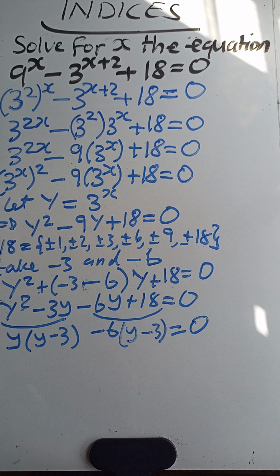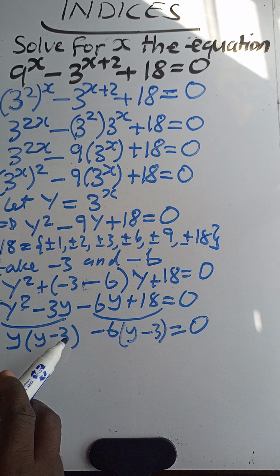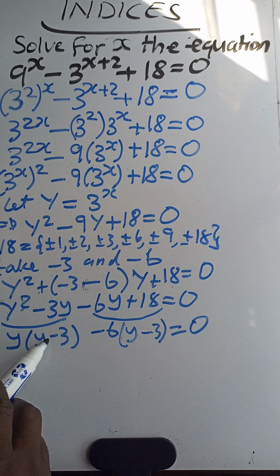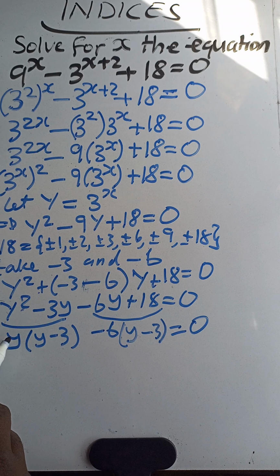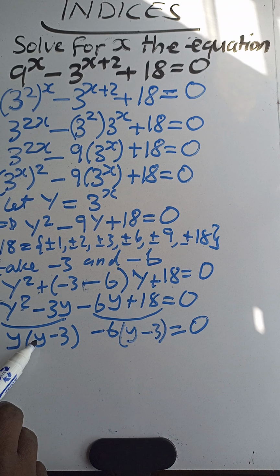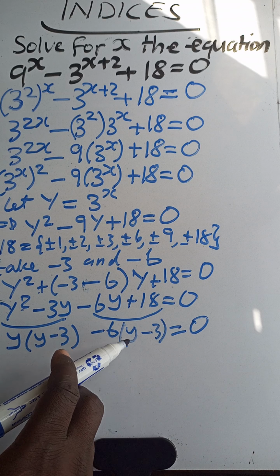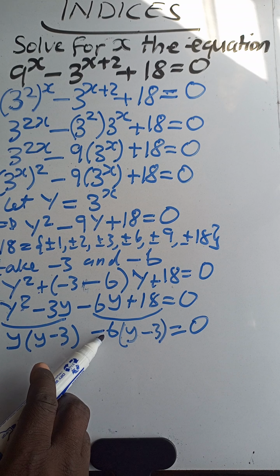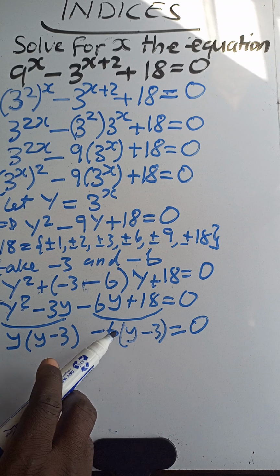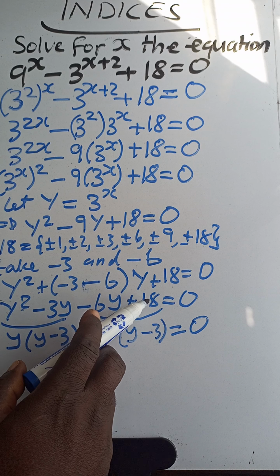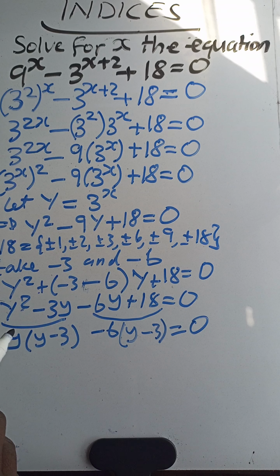Okay? Now, it's always advisable to verify if the factorization was done correctly. If we open out this bracket, do we get back that expression? Let us check. Y multiplied by y is y squared. Y multiplied by -3 is -3y. So this factorization is correct. Let's check this other one. -6 multiplied by y is -6y. -6 multiplied by -3: negative, negative, positive. 6 times 3, positive 18. So this factorization is correct.